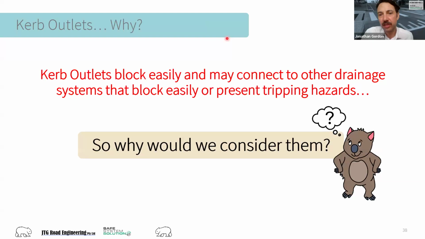So as I alluded to earlier, we've got curb outlets blocking easily, and they connect to other drainage systems that block, or they present tripping hazards. And what that means for our project is, why are we considering these? They've got issues and they may not work that well. Well, why is Jonathan even talking about them today? And the truth is that, like any piece of drainage infrastructure out there, there's reasons and there's scenarios at which it works better than alternatives.